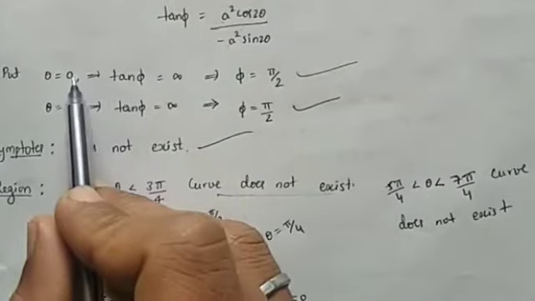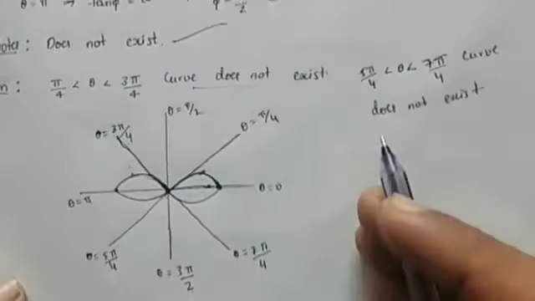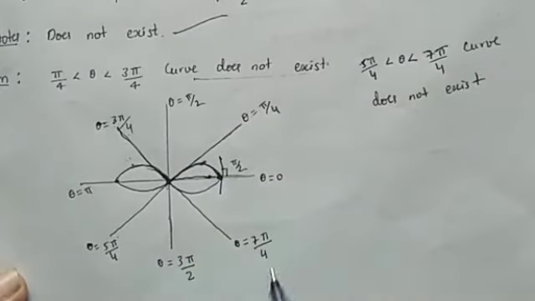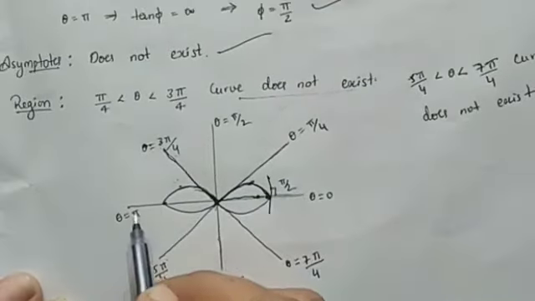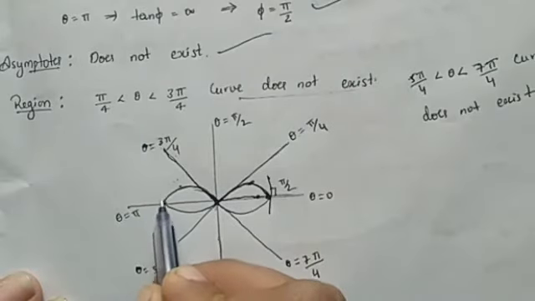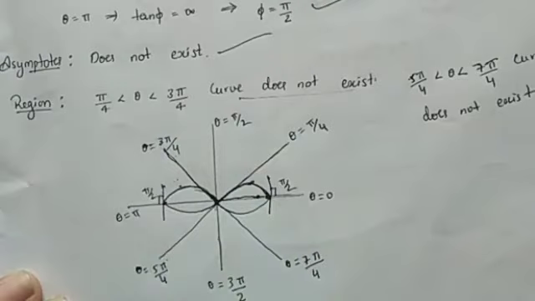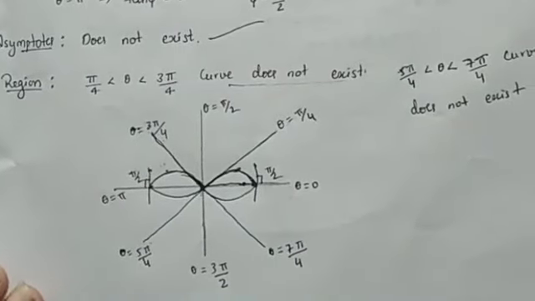At theta is equal to 0, the angle psi is pi by 2. So this angle is pi by 2. And at theta is equal to pi, the angle is pi by 2. Got it? This is the curve tracing. Let me move on to the next problem.